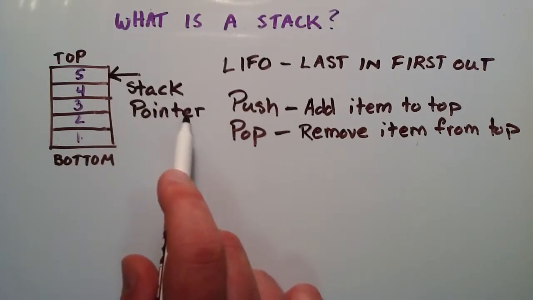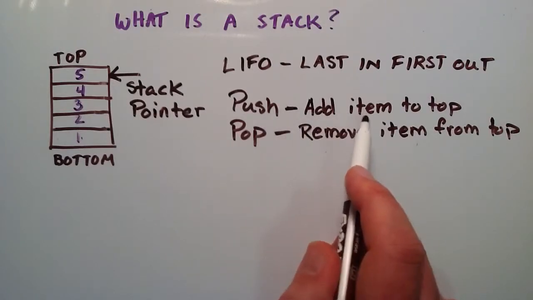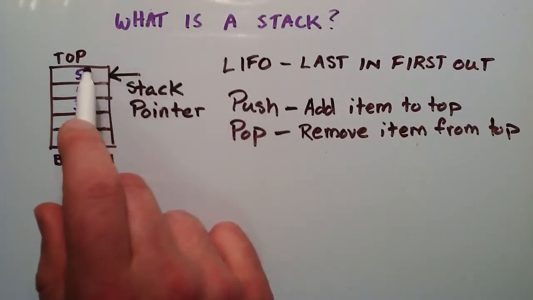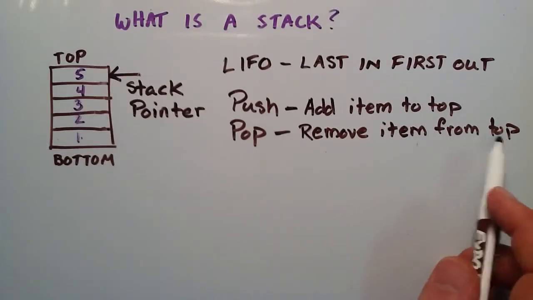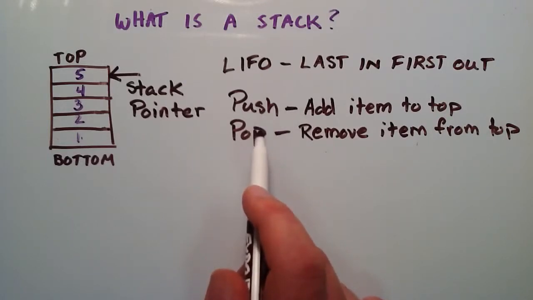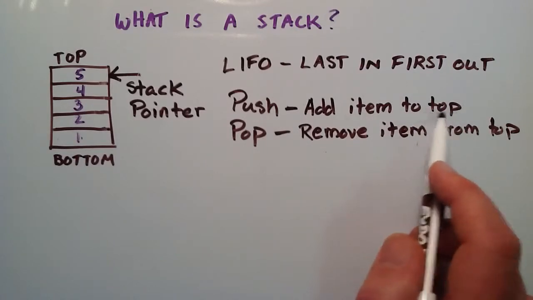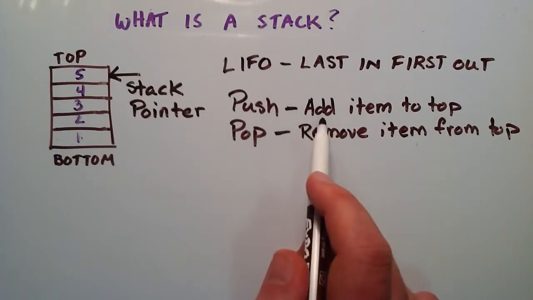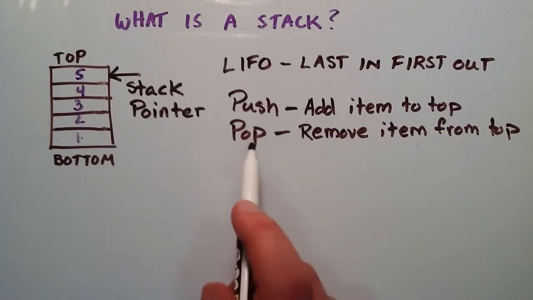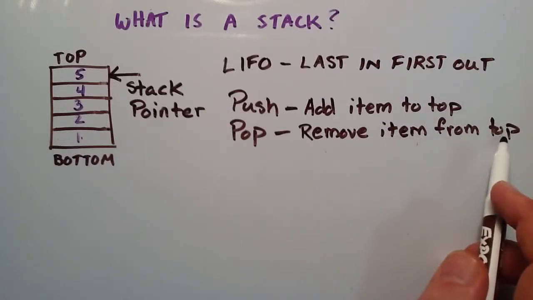So with a stack we have 2 main functions to manipulate it. We have the push function, which adds an item or some data to the top of the stack, or we have the pop function, which removes the item from the top. These are the 2 functions that we use to manipulate our stack. Notice that they're both doing something to the top of the stack. If we ever add anything to a stack, we are always adding it to the top. If we ever remove something from a stack, we are always removing it from the top.